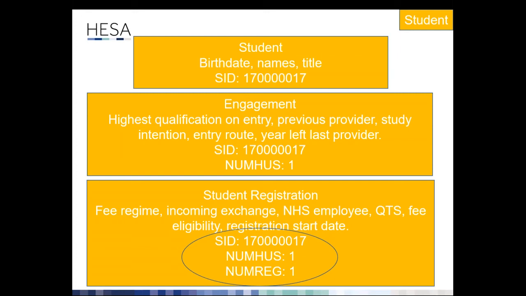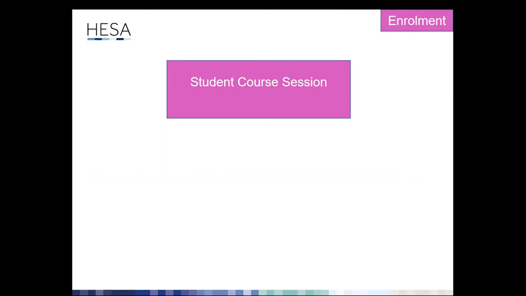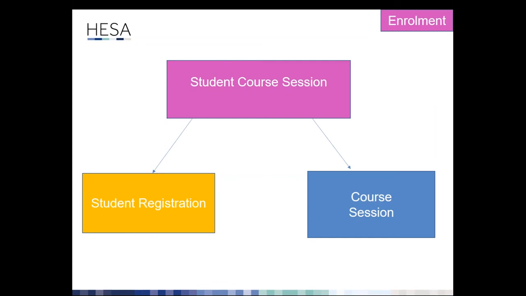So by this point, as I said, you've returned a lot of curriculum information, you've returned a lot of student information, but the 2 are not yet linked together. And that's where the next section comes in, the enrollment section and what we call a student course session. This allows those students to be associated with that curriculum data by linking together the student registration and the course session. So it's linking a specific student registration with the course session that is that portion of the course that a student completes. In the majority of cases, that will be 1 year of the course delivery.